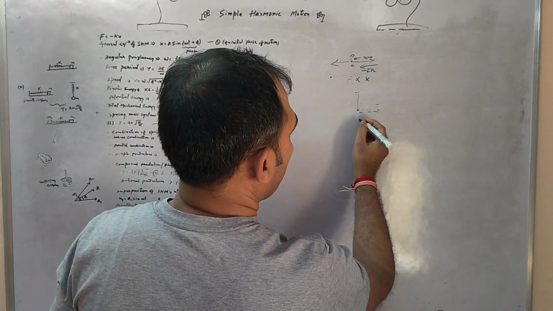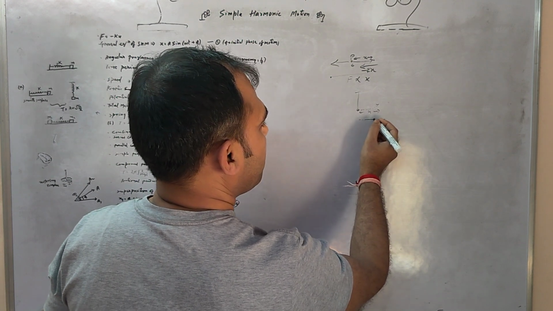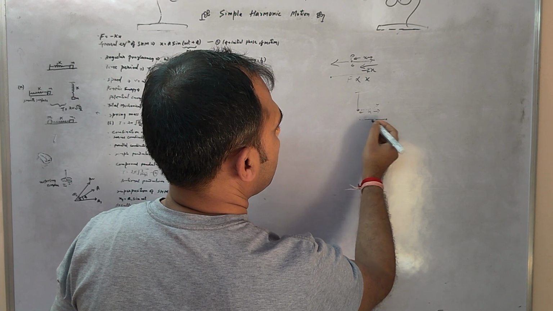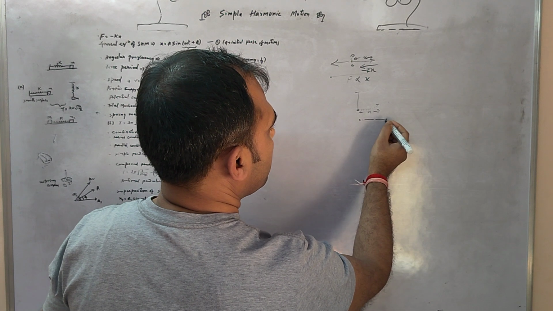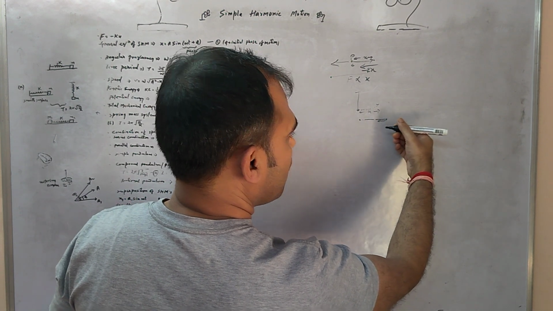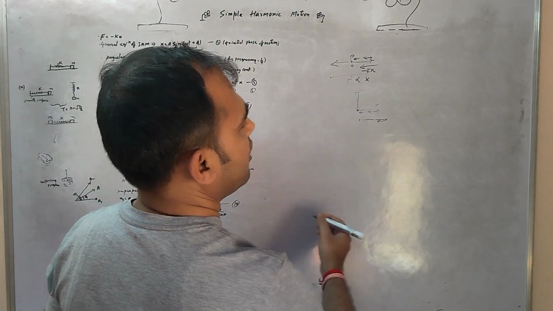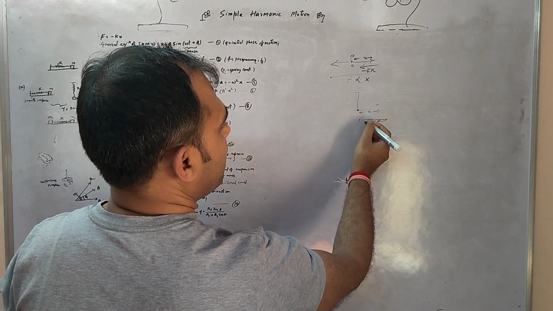So velocity of the particle will keep on decreasing and finally it stops at the extreme point, and under the influence of restoring force it starts moving back towards this initial point. Then it will come to this point.